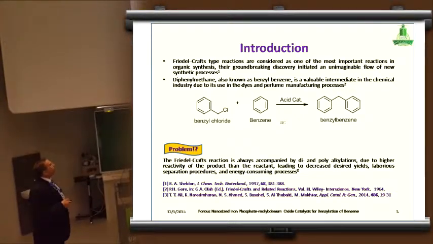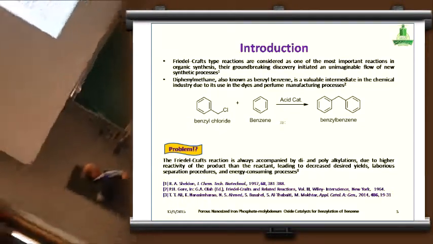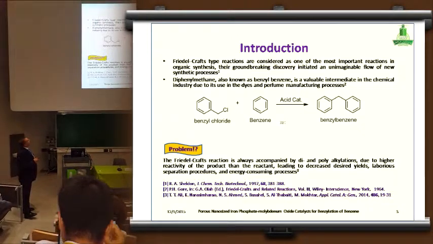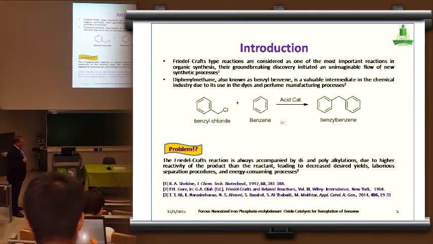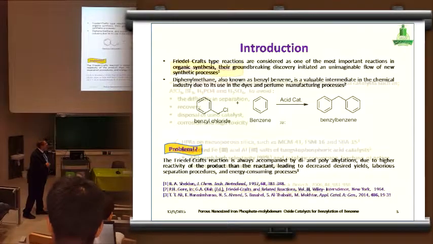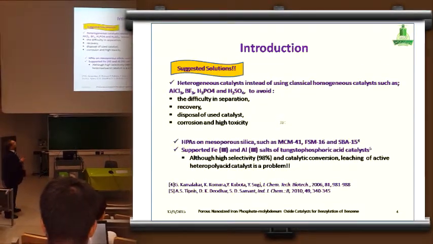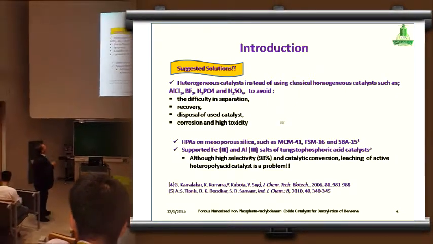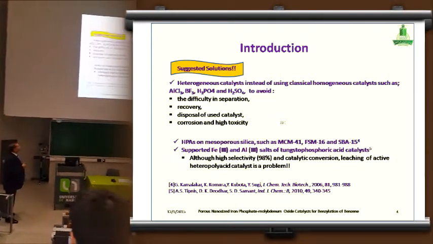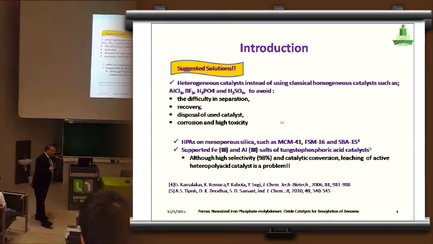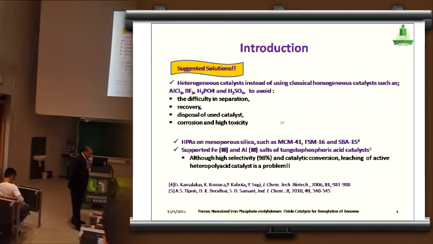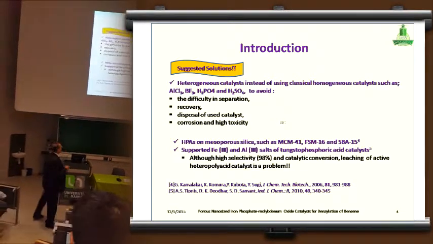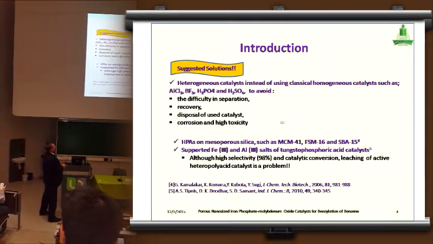The main target is to have a catalyst which is very selective towards the benzyl benzene itself. Another problem is using homogeneous catalysts during the synthesis of such material. We have many problems using homogeneous catalysts like aluminum chloride, BF3, and so on, because of the difficulty of separation, recovery, and disposal of the used catalyst, and corrosion caused by such materials. So people started to think of heterogeneous catalysts instead of the classical homogeneous ones, so they think to have solid acid catalysts.